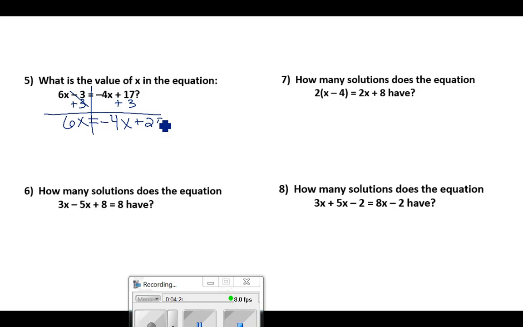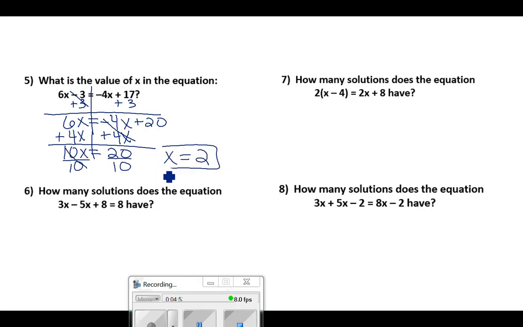I have 6x by itself on the first side, so I'm not going to do anything to that. On the second side, I have two terms. I have negative 4x plus 20. I'm going to move the negative 4x because it has an x on the other side to join it. So the opposite would be adding 4x to both sides. So we would get 10x equals 20. Next, divide 10 on both sides. X equals 2.